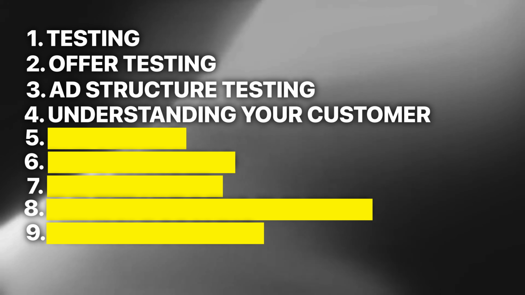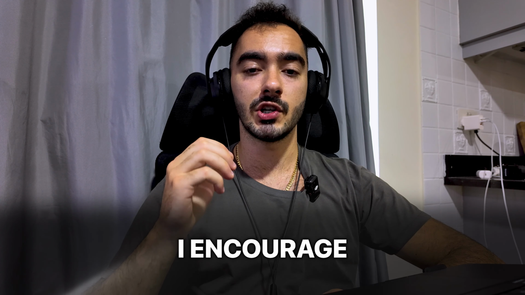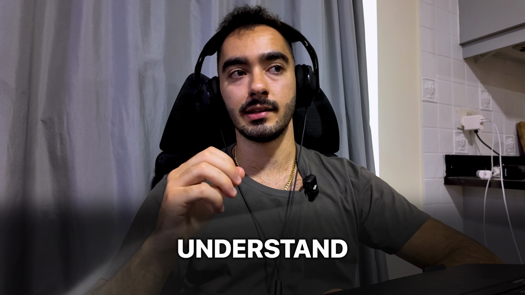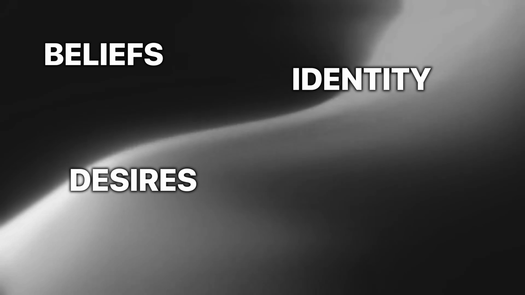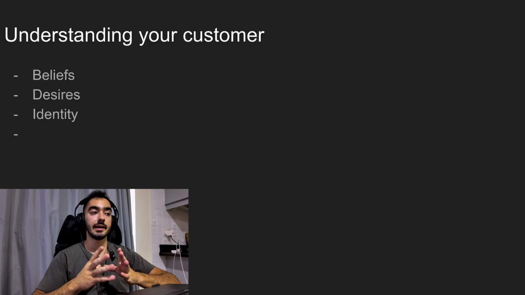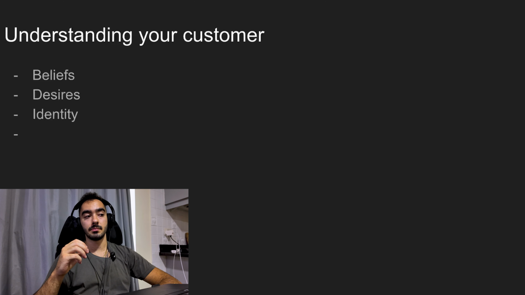So next obviously is understanding your customer, right? This comes back to research. I encourage each and every one of you watching this video to really read and understand Breakthrough Advertising. The key things that you want to understand are beliefs, desires, identity, the market sophistication, and the market awareness. The beliefs are the beliefs that people already have that are most likely to buy your product. And desires, right? Desires are things that already exist.